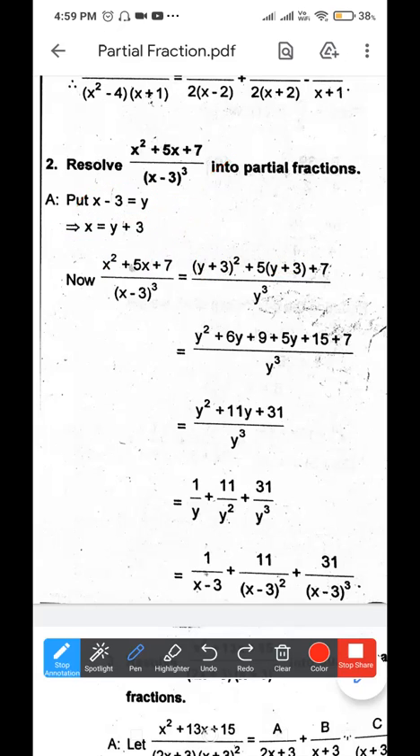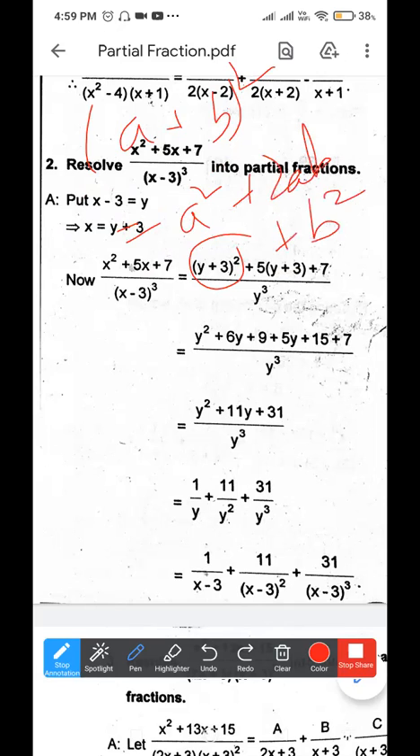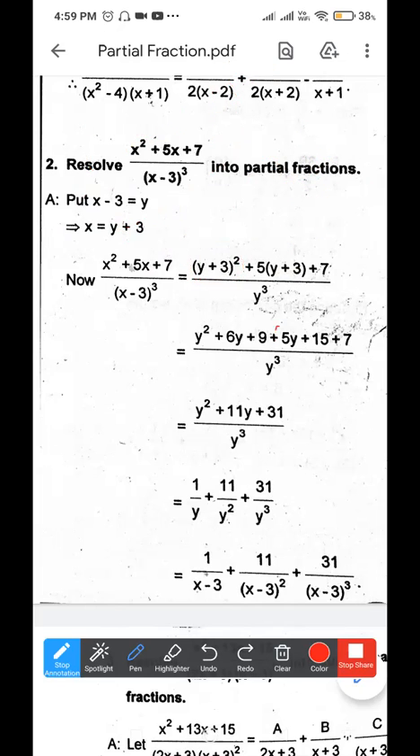After substituting y plus 3, y plus 3 whole square plus 2 into 3 into y. You already know the formula, right? a plus b whole square is equal to a square plus 2ab plus b square. So y square plus 6y plus 9. Now 5 into y, 5y, and 5 into 3, 15. The constant will remain the same. Okay, instead of x, y.